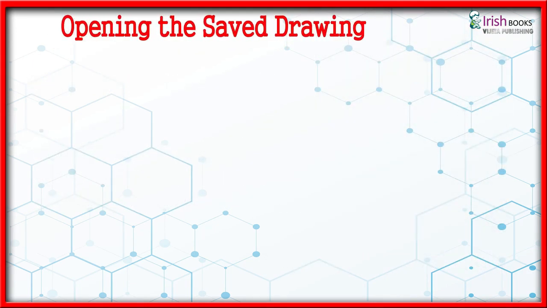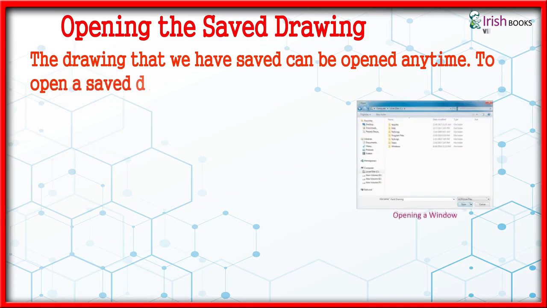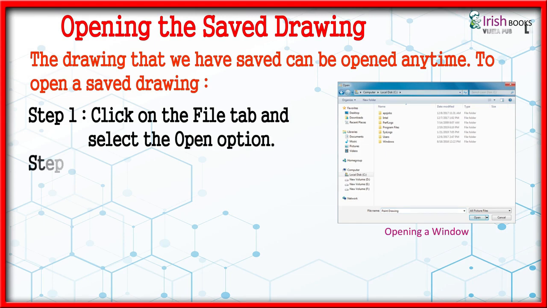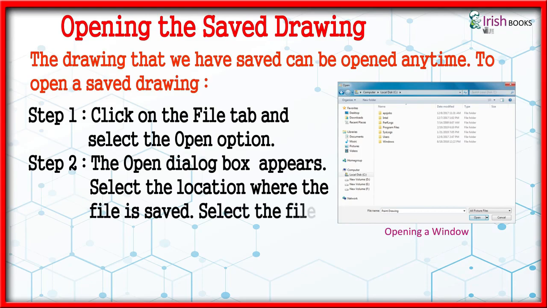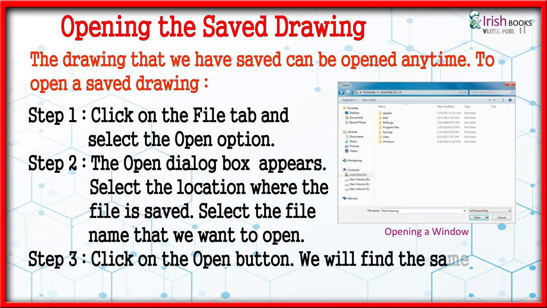Opening the saved drawing. The drawing that we have saved can be opened anytime. To open a saved drawing, step 1. Click on the File tab and select the Open option. Step 2. The Open dialog box appears. Select the location where the file is saved. Select the file name that we want to open. Step 3. Click on the Open button. We will find the same drawing.